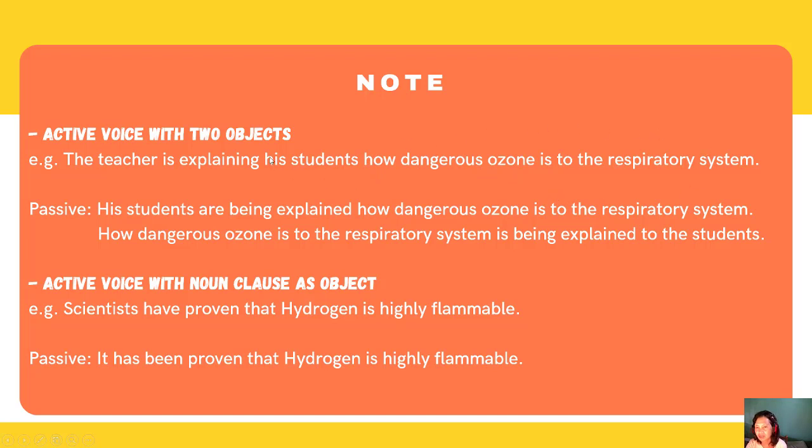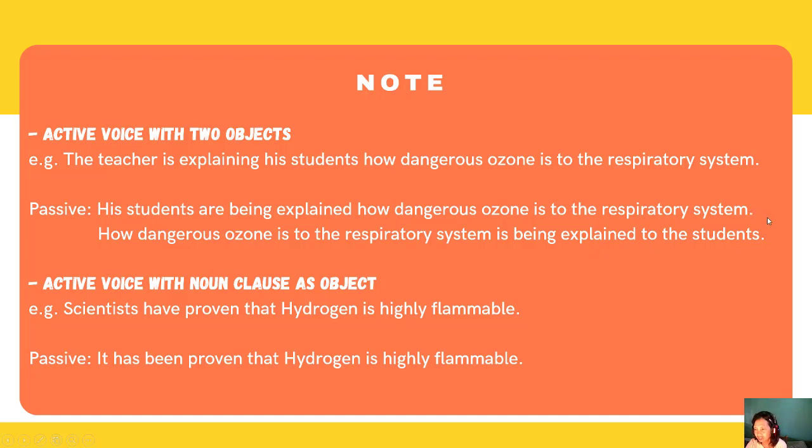So this is the noun clause. You have his students and the noun clause. Because both are the object, you can make two passives here. His students, just put it here as the subject, and then this is present continuous, so are being explained. The teacher is singular, students are, so his students are being explained how dangerous ozone is to respiratory system. So this is the noun clause, put it here. Actually the sentence is the same as like this. The teacher is explaining how dangerous ozone is to the respiratory system to his students. That's why when you put the noun clause here as the subject, you put it to the students here.